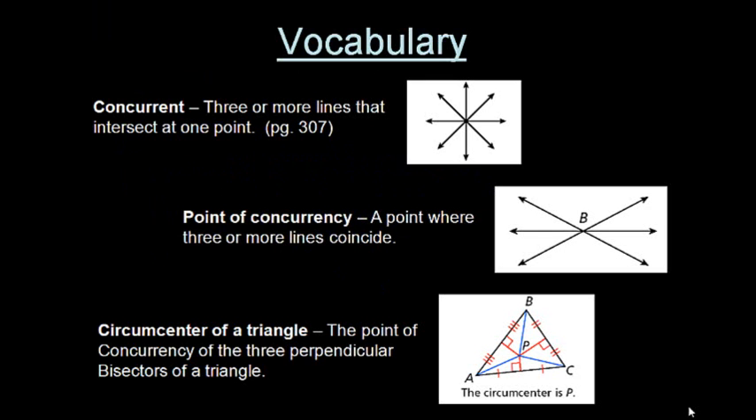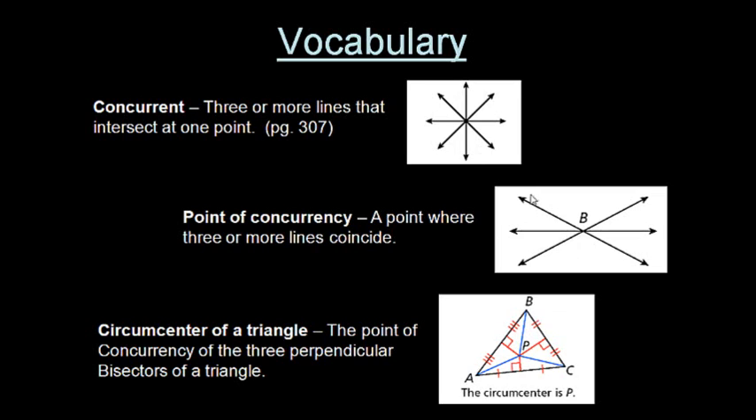Let's first begin with our brand new vocabulary for Chapter 5. The first word is concurrent. This is where three or more lines intersect at one point. So we would say that these lines right here are concurrent because they intersect at one point. The point of concurrency is where those lines intersect. So for this picture, point B is their point of concurrency.